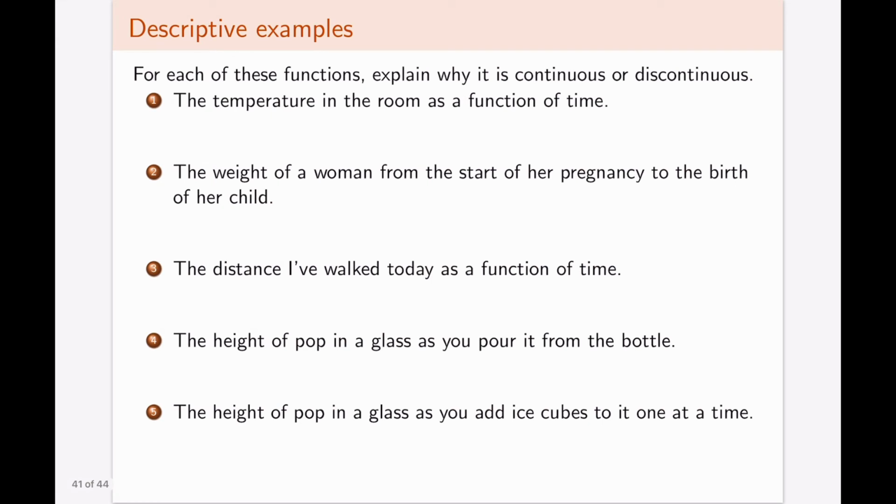Okay, let's think about examples of continuous functions that actually occur in real life and whether or not they're truly continuous. So here's some descriptive examples of, let's say, natural phenomena. The temperature in the room as a function of time. So in the room I'm in, it's end of August, it's getting warmer and warmer and warmer as the day goes on. Is it doing so in a continuous or discontinuous manner?